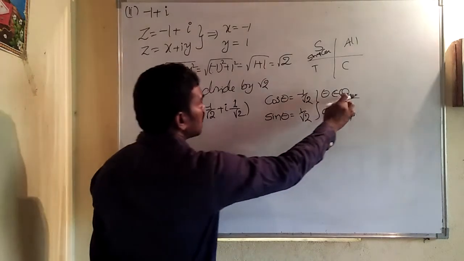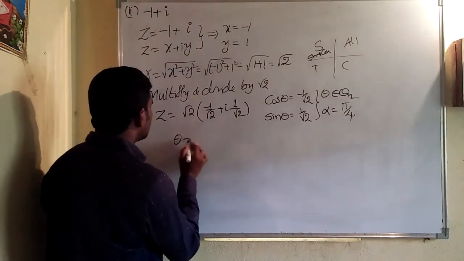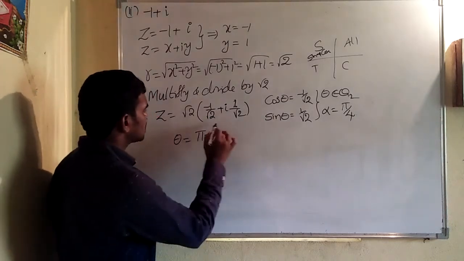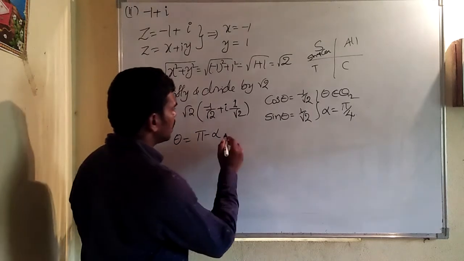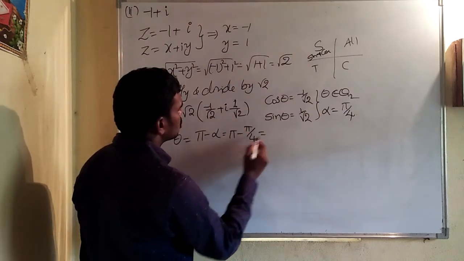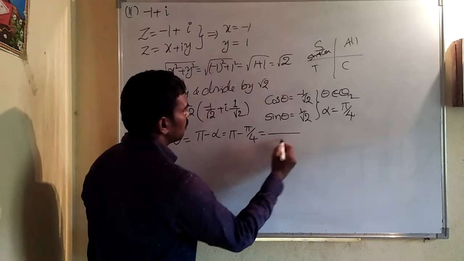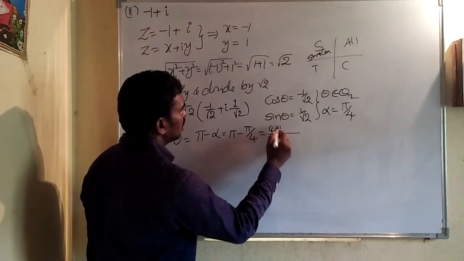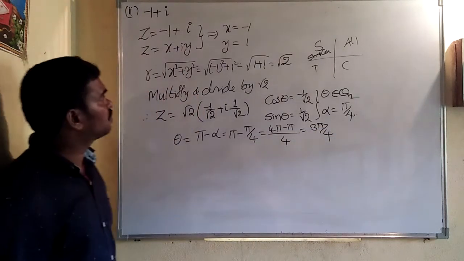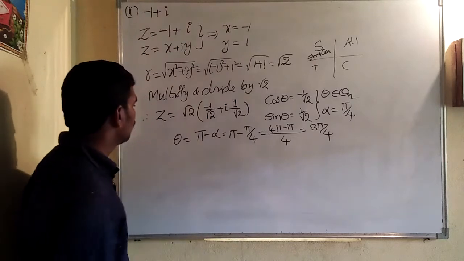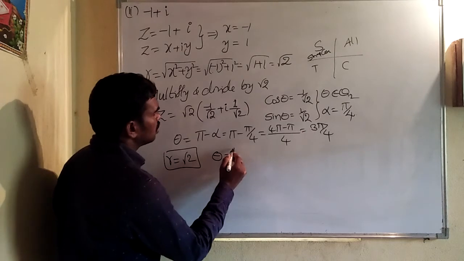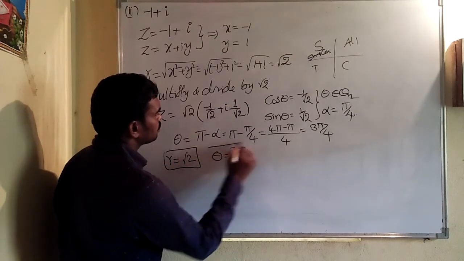Whenever the angle belongs to the second quadrant, theta becomes pi minus alpha. This is the formula. So theta is equal to pi minus alpha, and alpha here is pi by 4. Simplify this: 4 is the denominator, so 4 into 1 is 4, and 4 minus 1 becomes 3 pi by 4. So theta becomes 3 pi by 4, and the R value becomes root 2. So we got the R value root 2 and theta value 3 pi by 4.